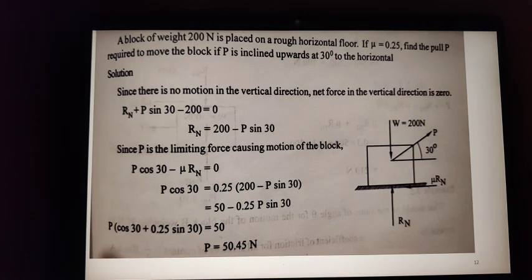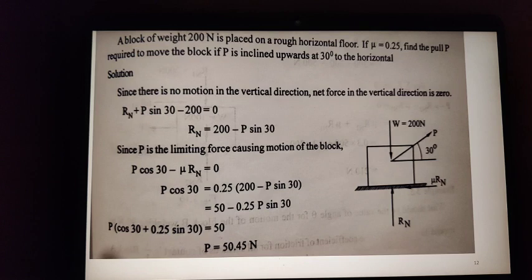After getting the value for Rn, you have to use the second equation, sigma Fx is equal to 0. So here you have to write P cos 30 minus mu Rn, that is equal to 0. By solving the second equation, you will get P is equal to 50.45.